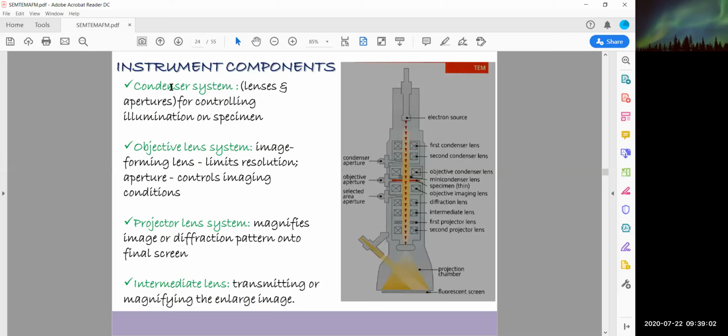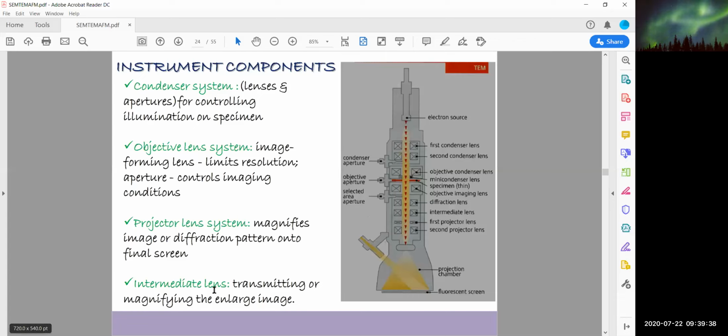Okay. So you can see here the parts, what they're saying. First of all, condenser system. What is condenser system? Lenses and apertures for controlling illumination on the specimen. And objective lens system, image forming lens, limits the resolution. Aperture controls imaging conditions. And projector lens system magnifies image or diffraction pattern onto final screen. It's to magnify the final pattern on the final screen.